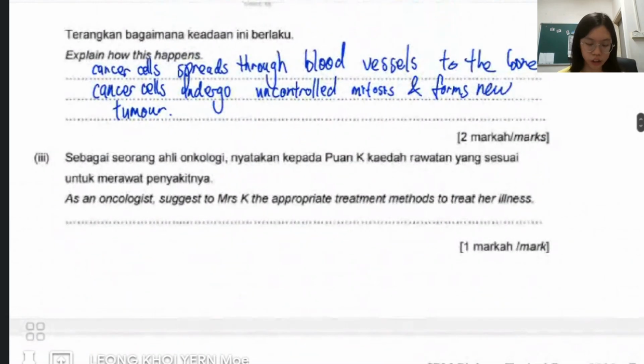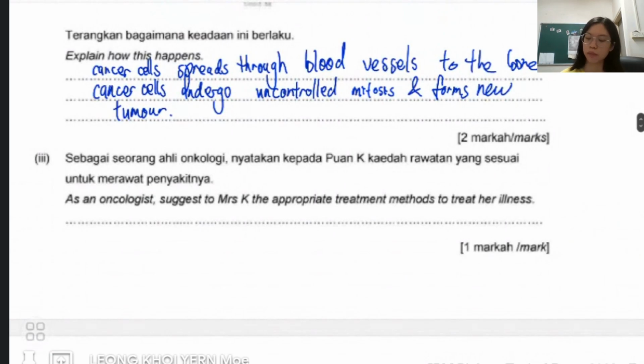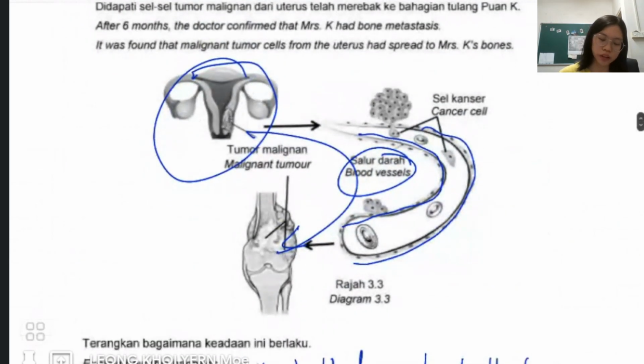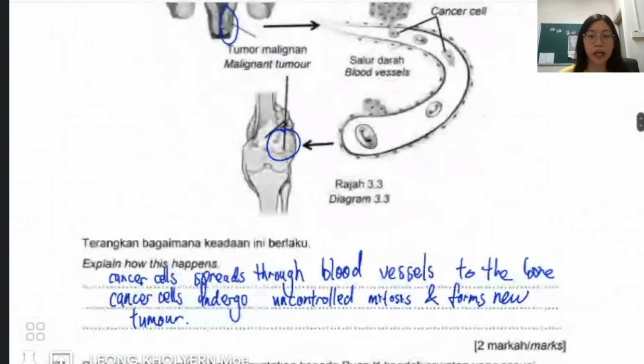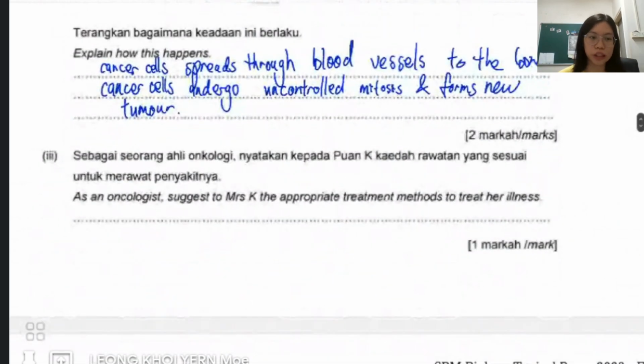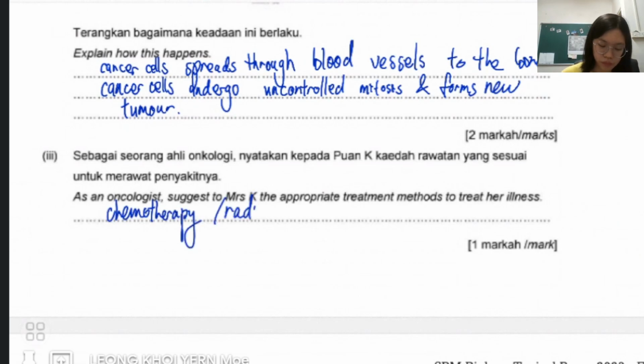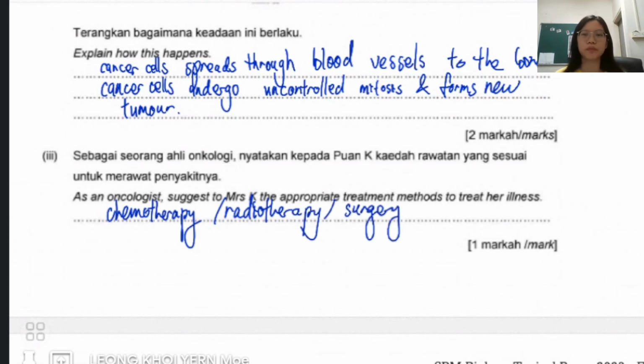And as an oncologist, suggest to Mrs. K the appropriate treatment method to treat her illness. So during this type of situation, you can either use surgery. Surgery means you just cut away the tumor, or you can actually use chemotherapy or radiotherapy, or maybe surgery. Normally, if you do surgery first, then only chemo or radiotherapy, to ensure all of them are killed.